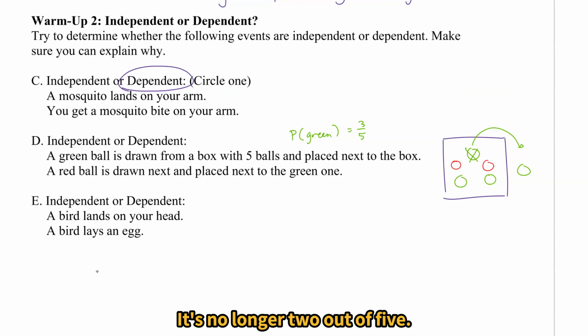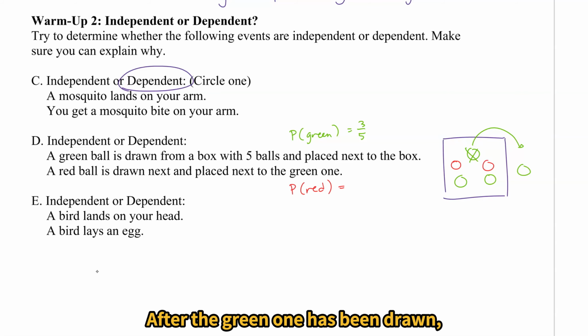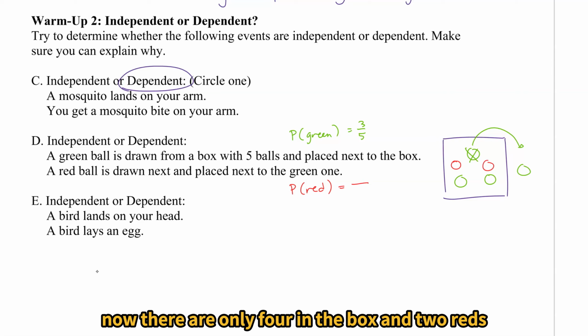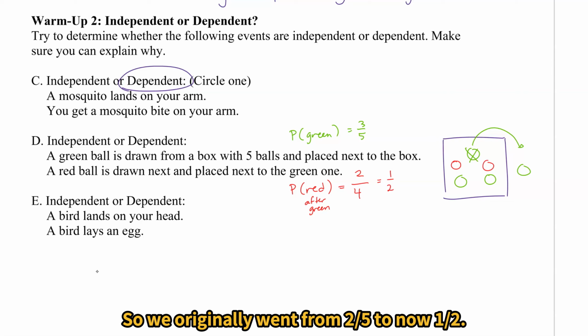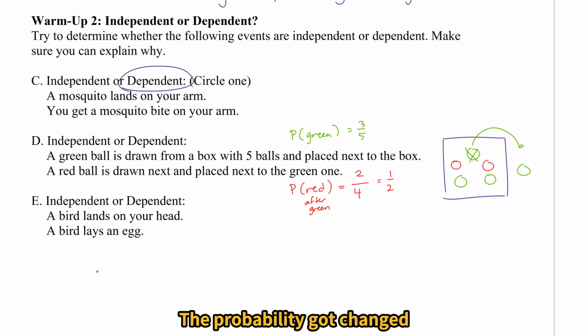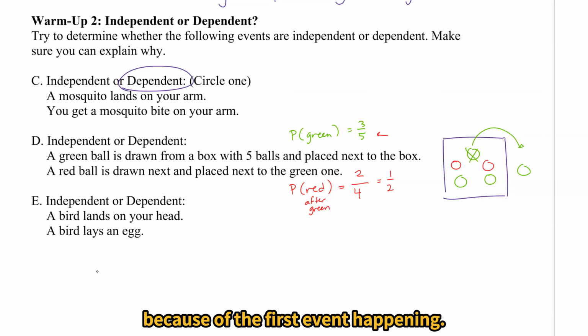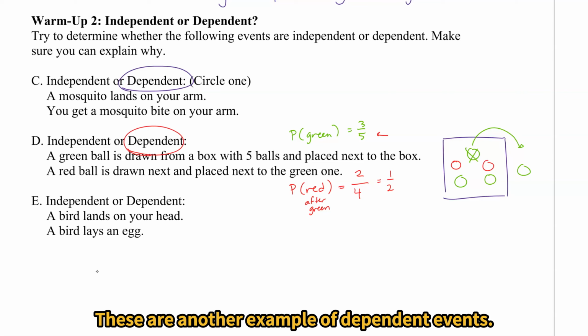It's no longer 2 out of 5. After the green one has been drawn, now there are only 4 in the box and 2 reds. So we originally went from 2/5 to now 1/2. The probability got changed because of the first event happening. These are another example of dependent events.